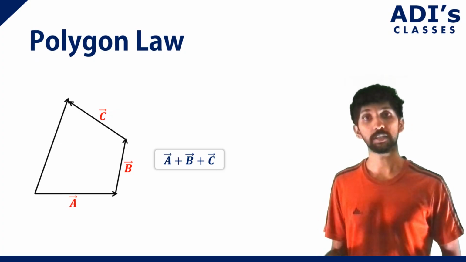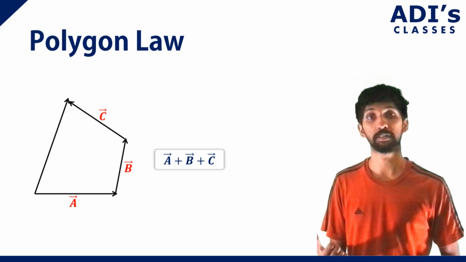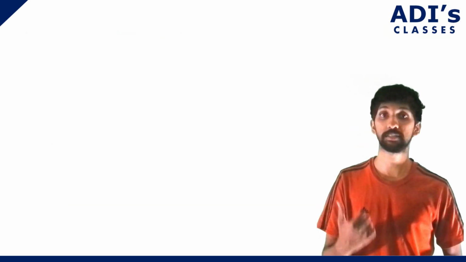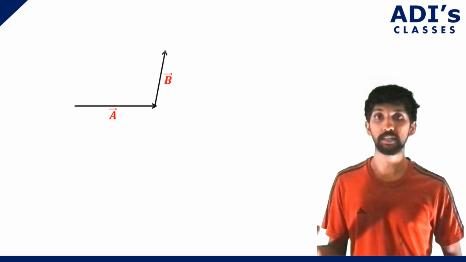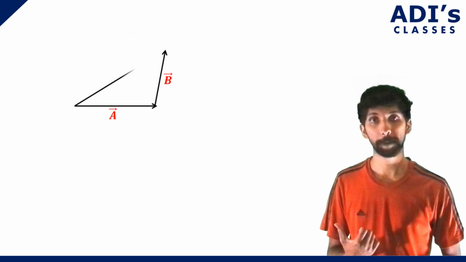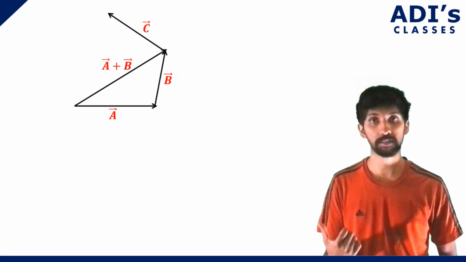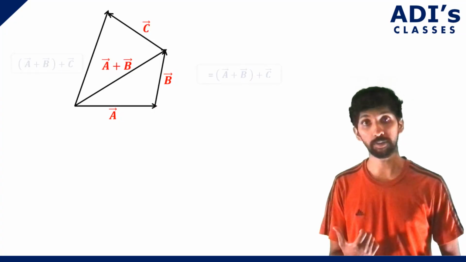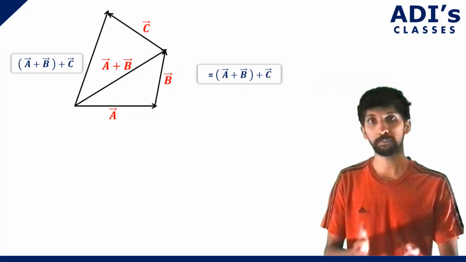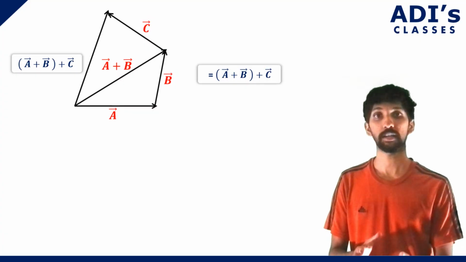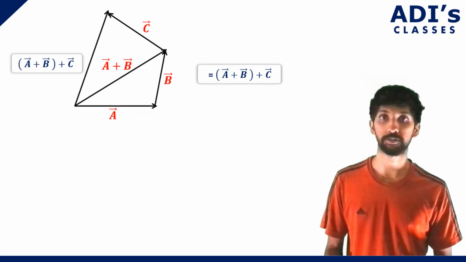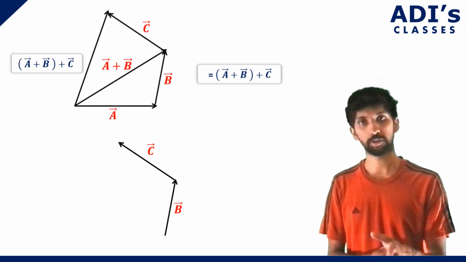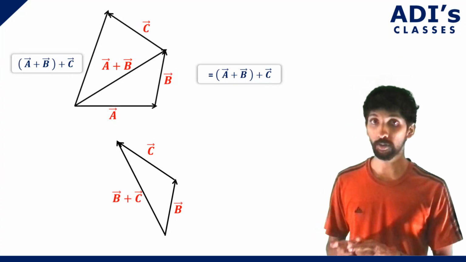Now what we do is B plus C. If you do B plus C, it goes like this. Correct? B plus C goes like this. Now when you add A to it, what do you get? You get A plus B plus C itself. So basically, the associative law also holds good. Okay? So, two laws, and then you learned about the polygon law.